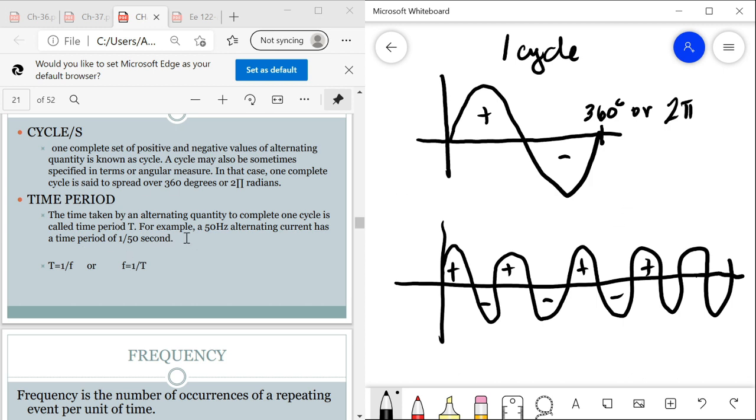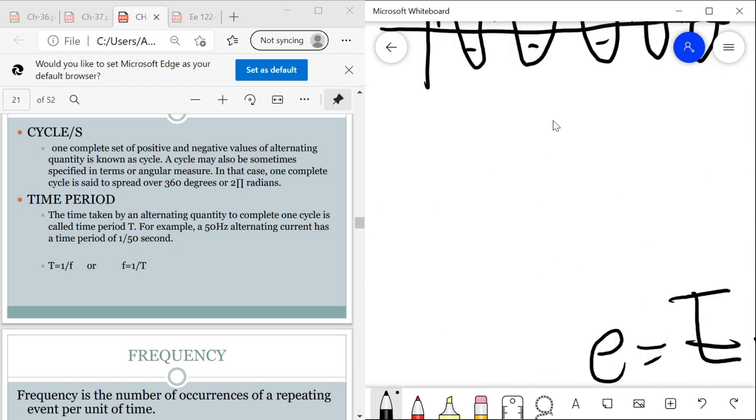Time period. The time taken by an alternating quantity to complete one cycle is called the time period, or T. For example, a 50 Hz alternating current has a time period of 1 over 50 seconds. Since this is one cycle, T is equal to 1 over F. So, 1 over 1, so 1 second. If you have a frequency of 60 Hz, you will have a time period of 1 over 60 seconds.